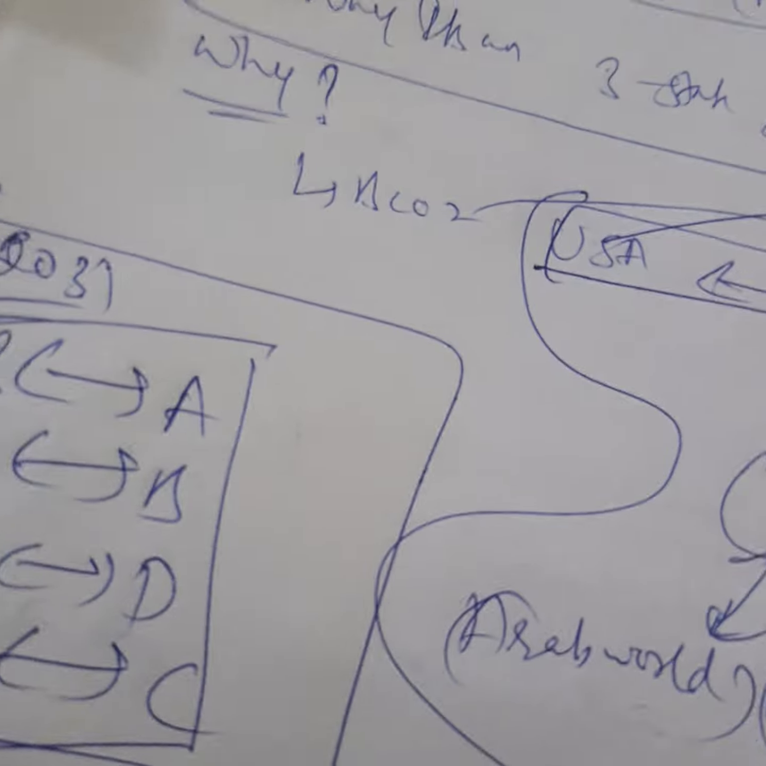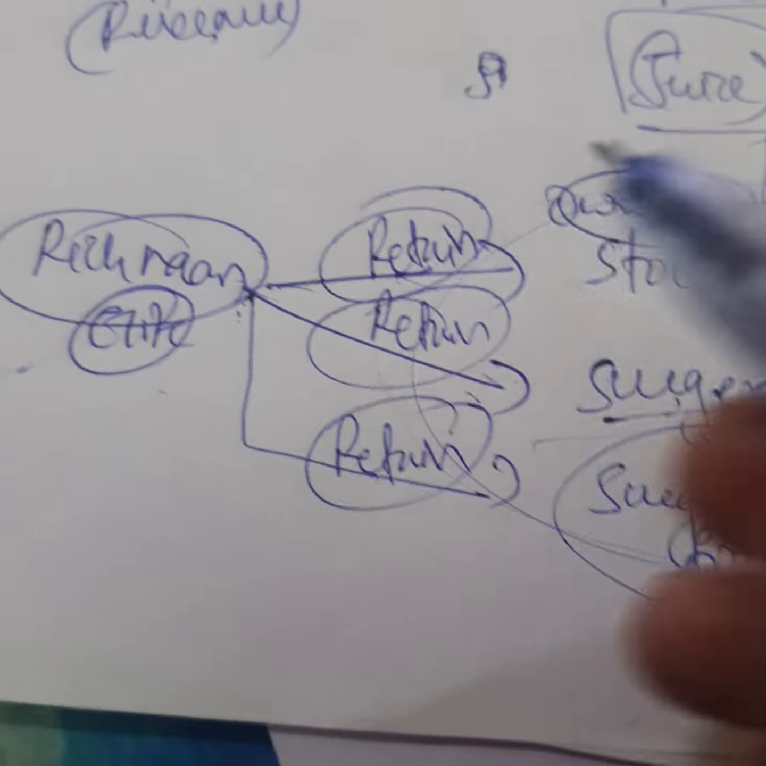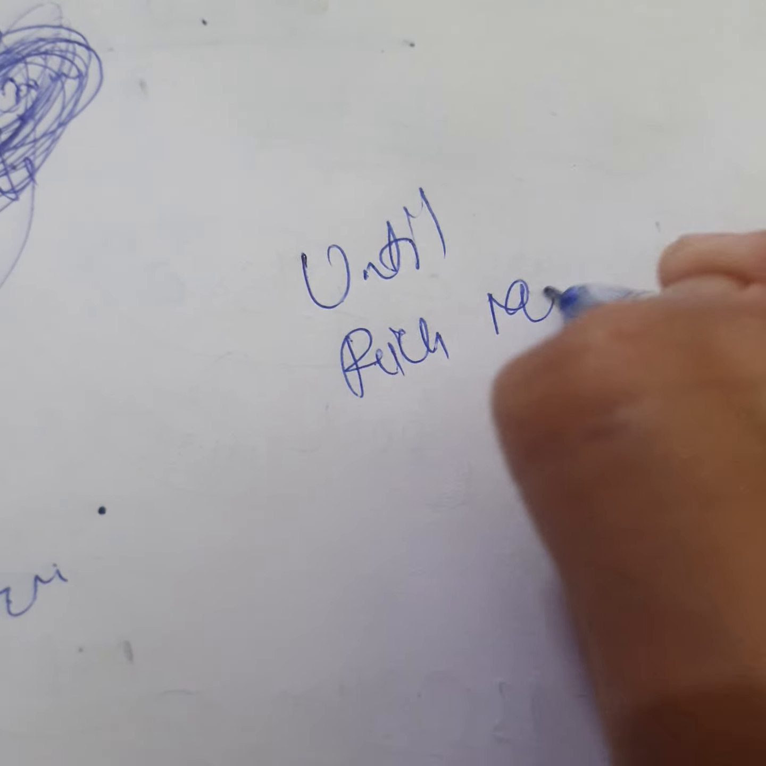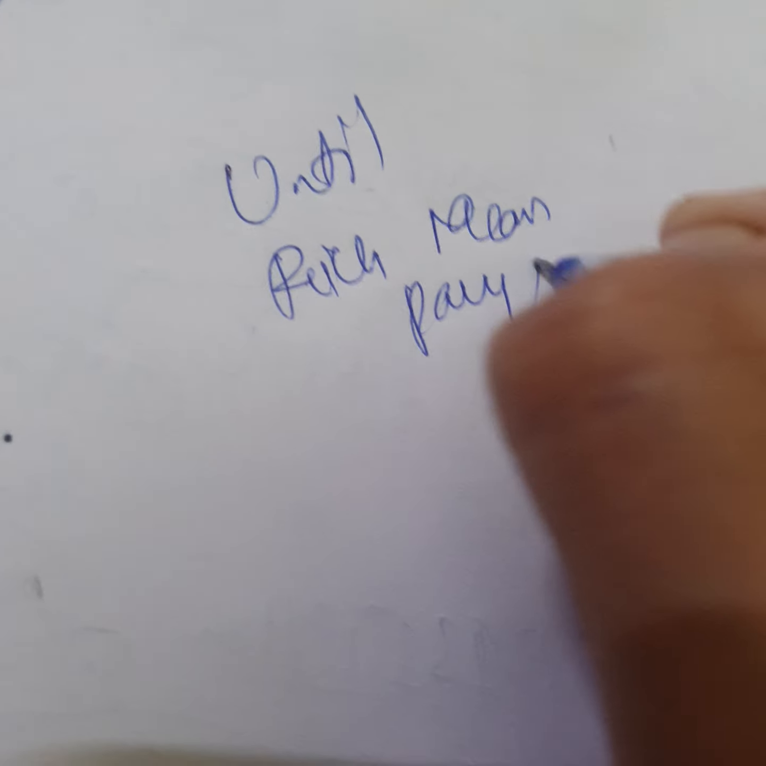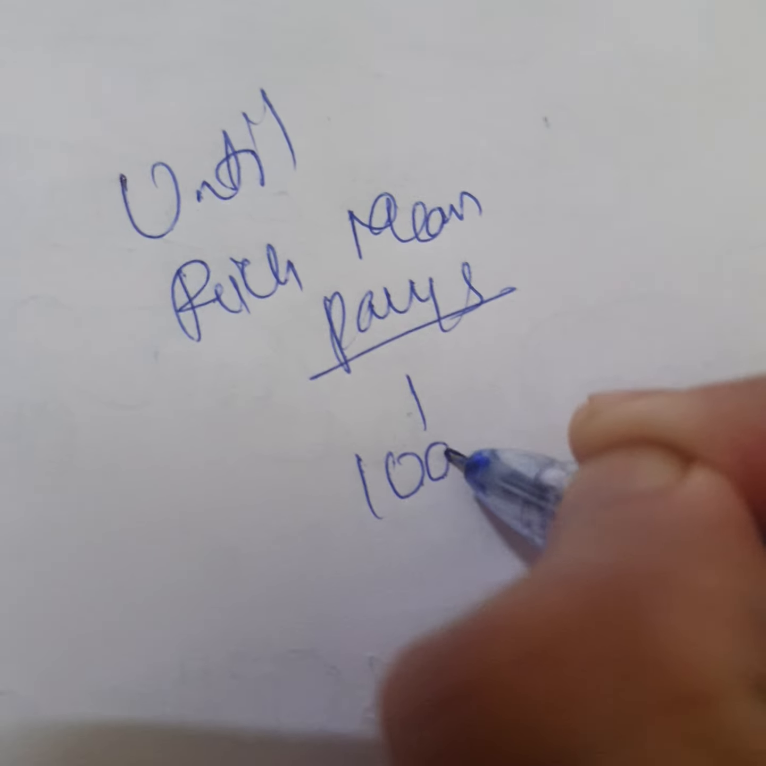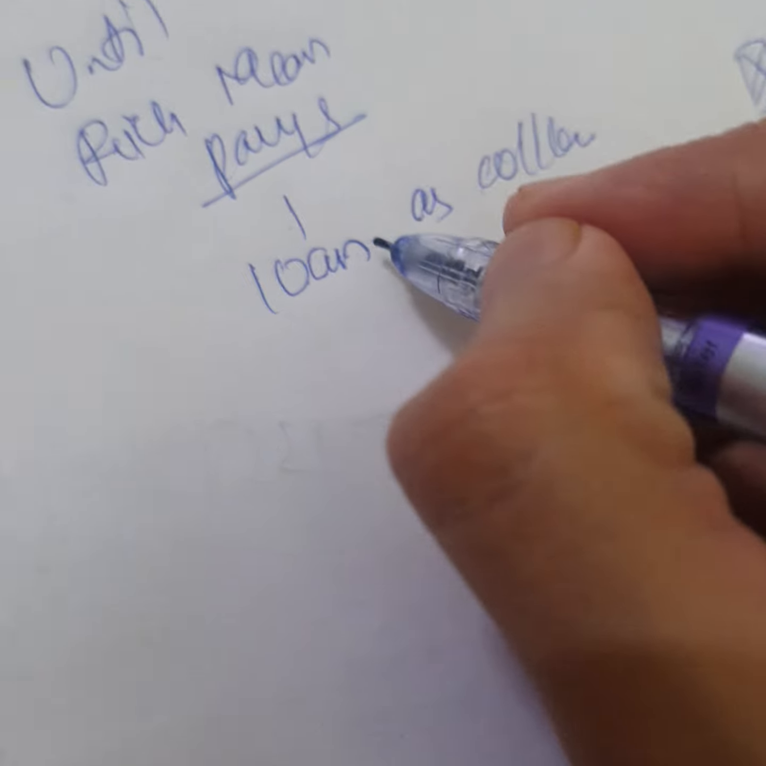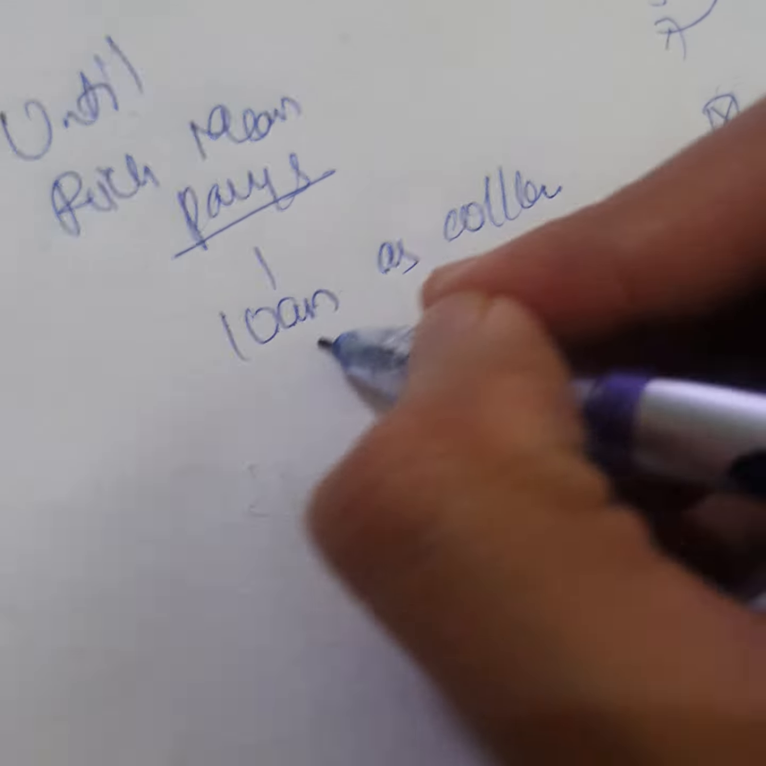Okay, he wants to retain it. He is okay until the rich man repays the loan, with the stock as collateral. Okay, until he repays the loan. Which is collateral. Okay, what is collateral?